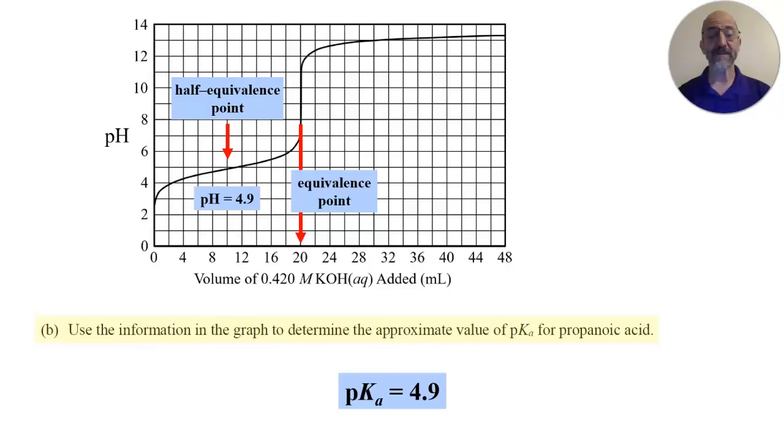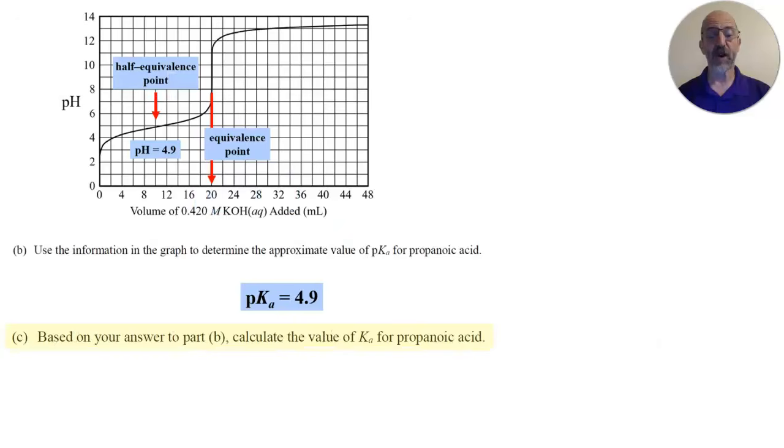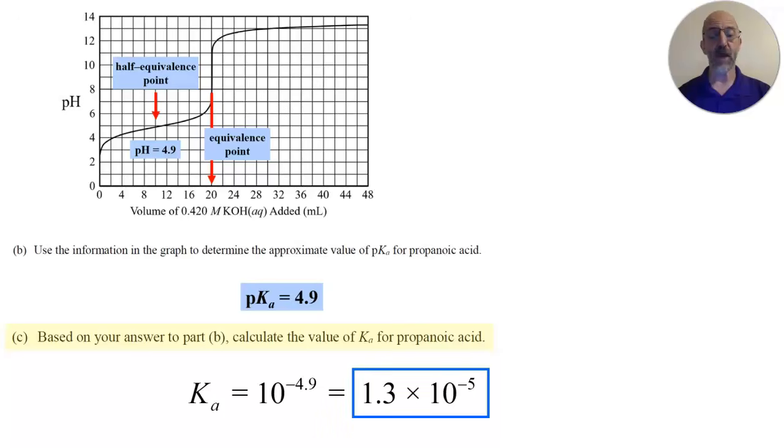And now that we know the answer to part B, we can pick up our calculator and figure out the answer to part C. So it says, based on your answer to part B, which is approximately 4.9, calculate the value of Ka for propanoic acid. So how do I get the Ka? It's going to be 10 to the minus whatever that pKa value happens to be. So 10 to the minus 4.9, that's what I'm putting into my calculator. So the Ka is equal to 10 to the minus 4.9, which is 1.3 times 10 to the negative 5.